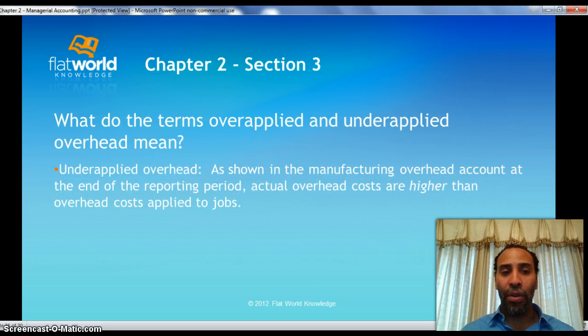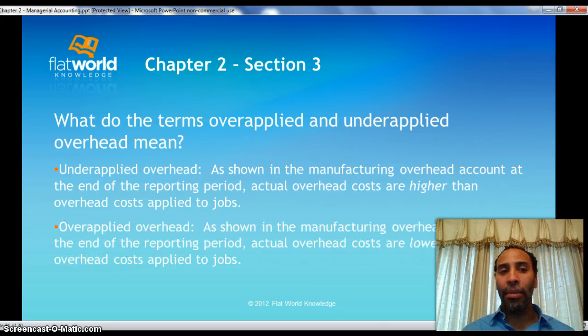So let me explain a little further. Underapplied overhead, as shown in the manufacturing overhead account at the end of the reporting period, means actual overhead costs are higher than overhead costs applied to jobs. We said it was going to be $300,000 for overhead, but it ended up being $400,000. Not good for our budget, not good for our plan. We're $100,000 out of whack.